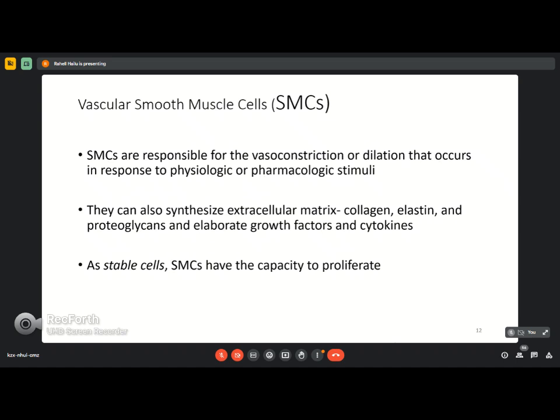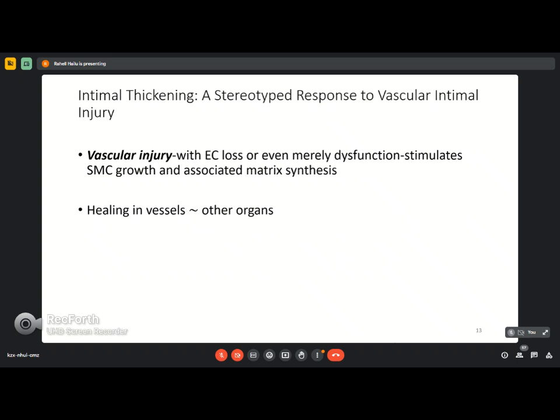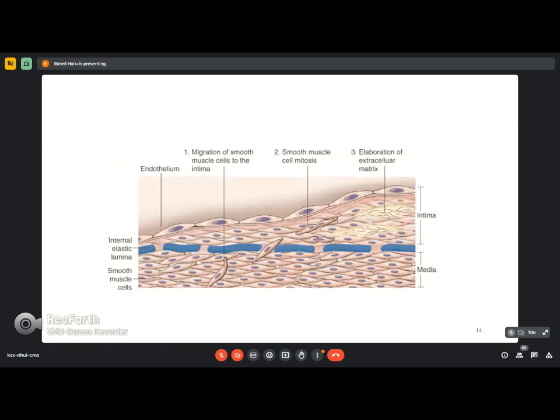That means they don't normally divide unless there is a stimulus. Without a growth stimulus they are stable, but if there is a stimulus, they can proliferate. If the stimulus is removed, they become stable again. So for any type of endothelial injury, the vascular wall response tends to be stereotyped. There is one type of response for any type of vascular injury, intimal injury.